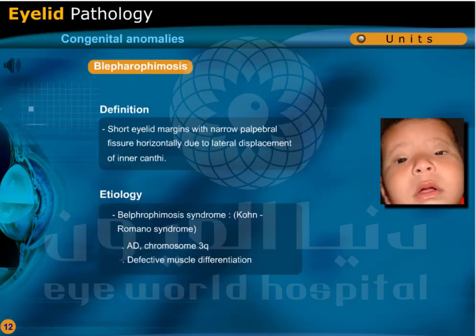Blepharophimosis. Blepharophimosis is short eyelid margins with narrow palpebral fissure horizontally due to lateral displacement of inner canthi. Blepharophimosis syndrome or Komoto syndrome is an autosomal dominant syndrome with a mutational defect in chromosome 3q and defective muscle differentiation.